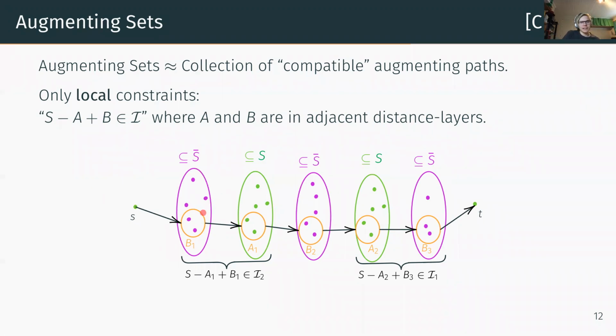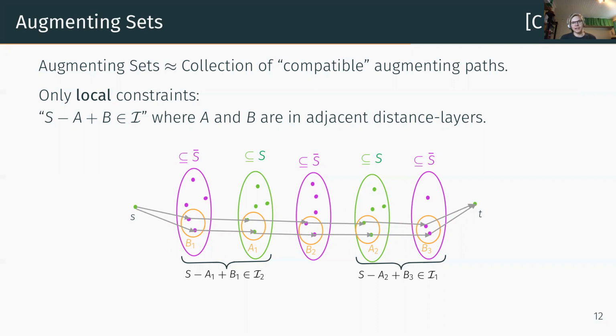And an augmenting set will be some collection of sets of the same size in these layers, where each 2 consecutive sets have this local constraint that they can be matched with each other, which can be framed as an independence constraint in one of the matroids. And if these local constraints hold, we can augment along all these augmenting sets in parallel. Essentially, these augmenting sets mean that there is a collection of disjoint augmenting paths which are compatible with each other, so we can augment along all of them in parallel.